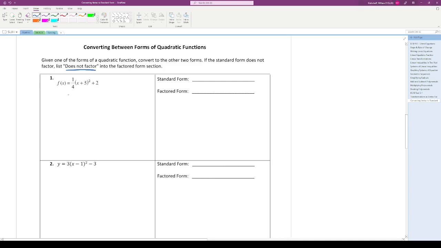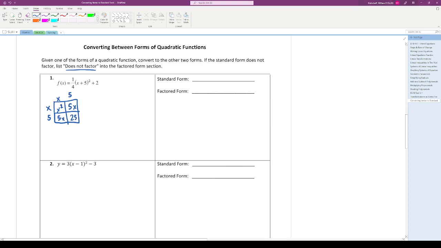So let's distribute here. I'll go ahead and do the whole work for this one since it's the first one. So we're going to do x plus 5 squared. I did double distribution last time, so let's do the area model this time, just to mix it up. So we have x and 5, x and 5. That's x squared. Both of these will be 5x, and this will be 25.